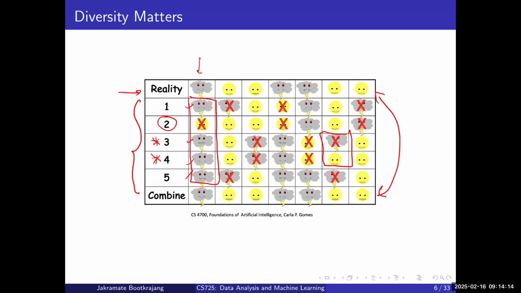So that is our ideal scenario. We have the data set, and we want to make many classifiers. Each of them doesn't have to be perfect, but when we combine them, they give us a better result.